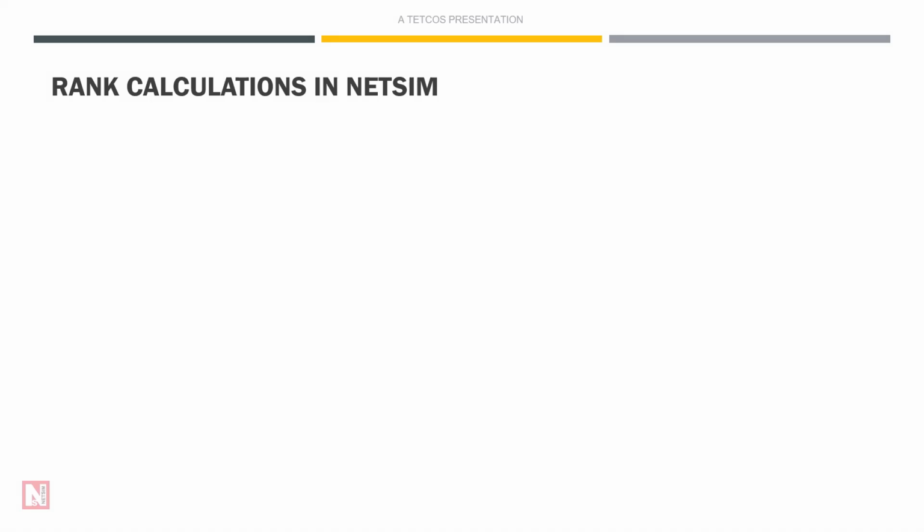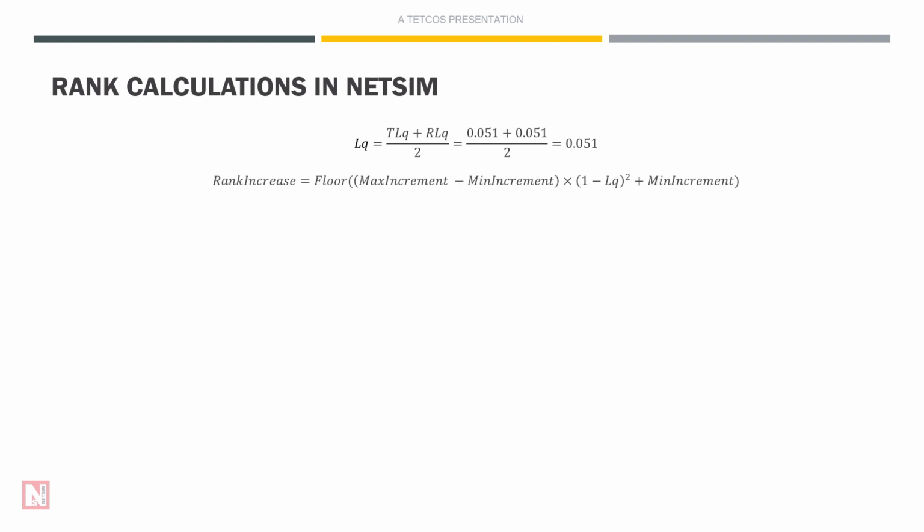Let's begin by calculating the overall link quality between the root node and node S2. We take the average of the transmit and receive link quality. Both the transmit and receive link qualities are 0.051. So, the final link quality is 0.051. Now, we compute the rank increase using this link quality.